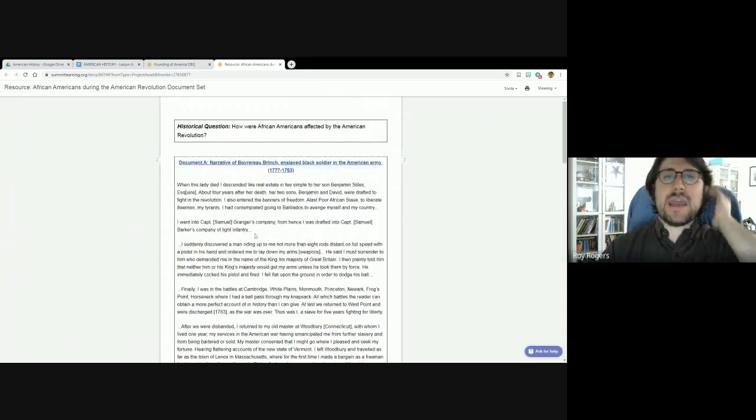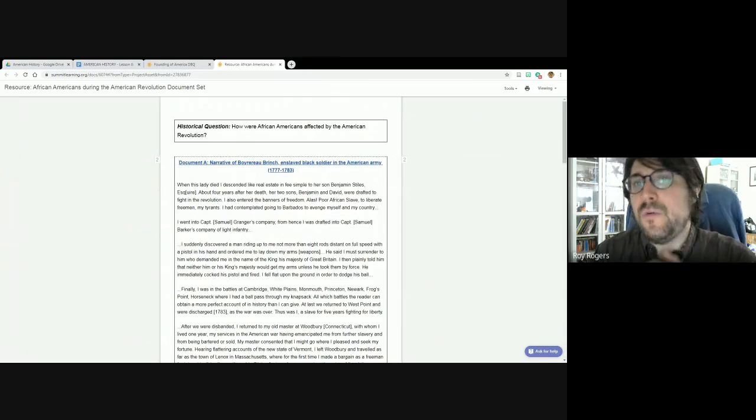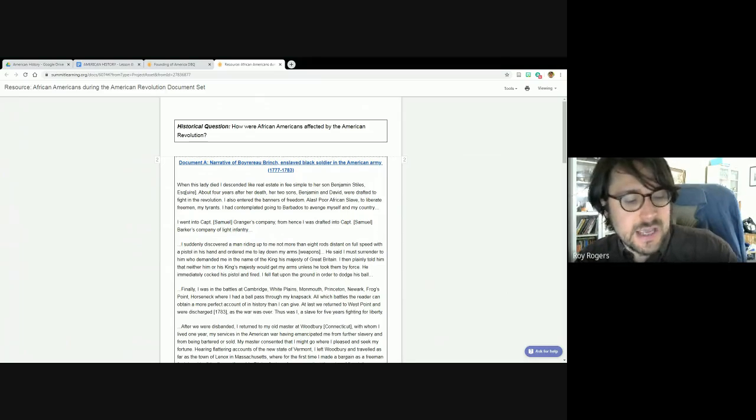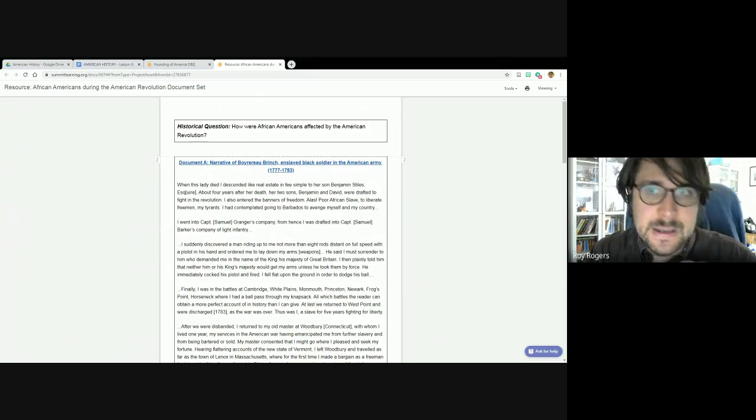And we are going to be answering the historical question: how were African Americans affected by the American Revolution? What we want to do is highlight the most important quotes and parts of each one of these documents that show us how African Americans, how people of African descent, how Black Americans were affected by the American Revolution. Okay?